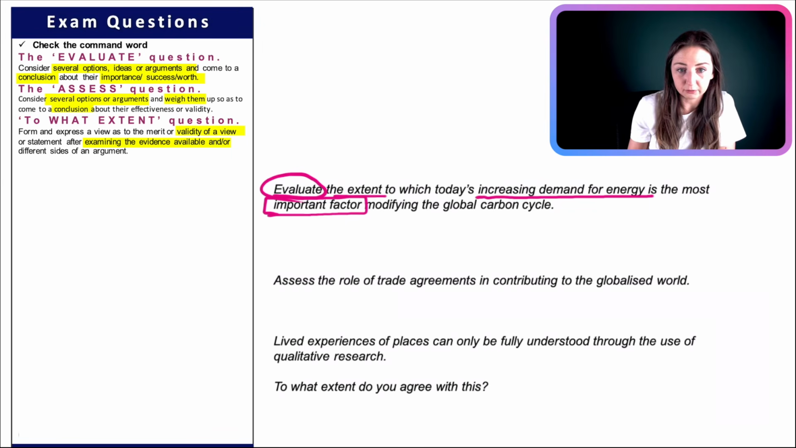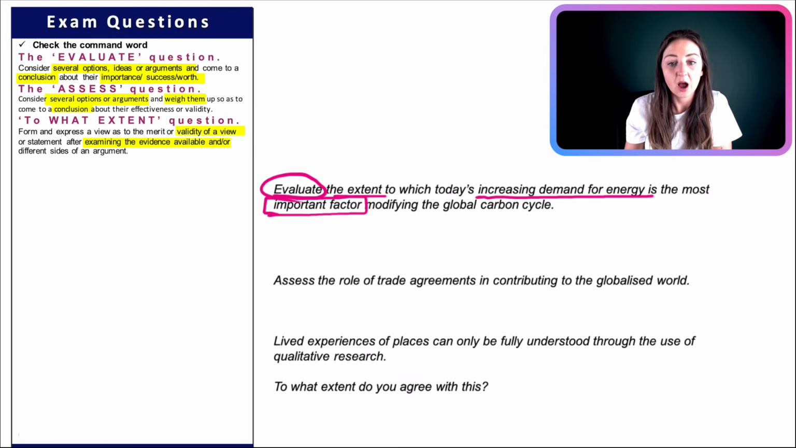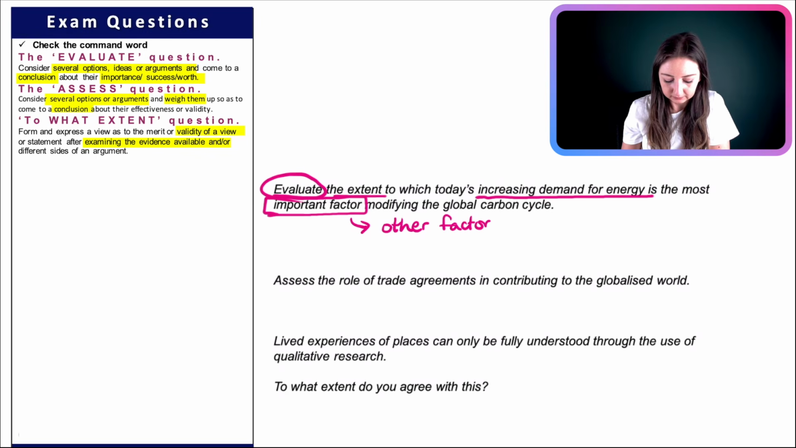When you're thinking about, for example, evaluate, we're going to look at this one in a second, there are different things that you may want to consider. This says to what extent in which increasing demand for energy is the most important factor. So the key words you're looking at is: is it important? Are there any other factors that modify the carbon cycle? We're going to be looking at how you work this out in a second.